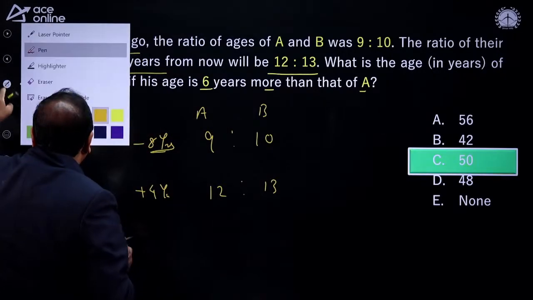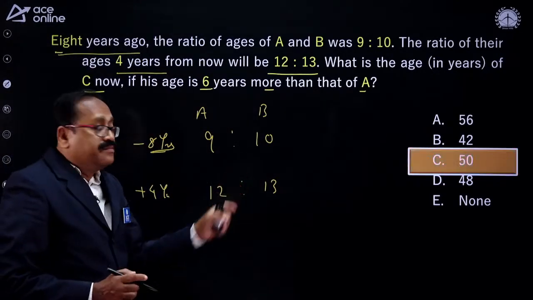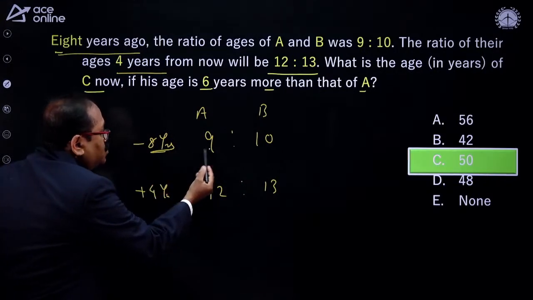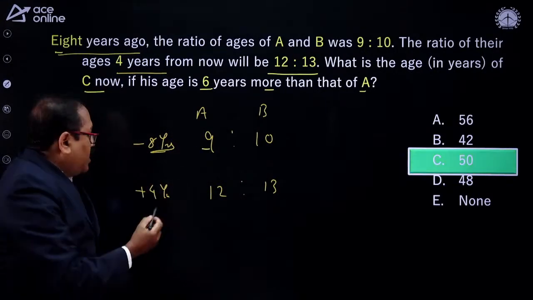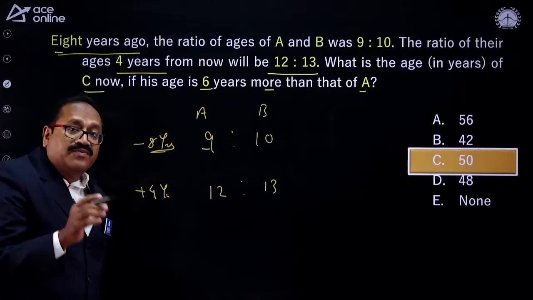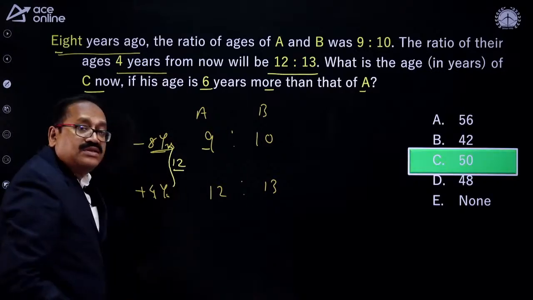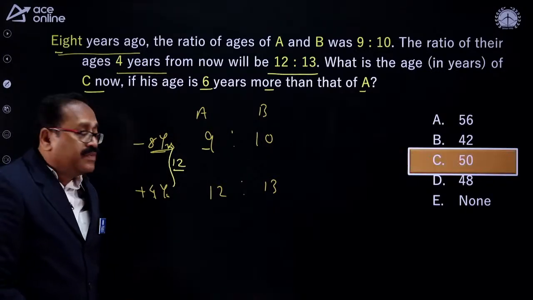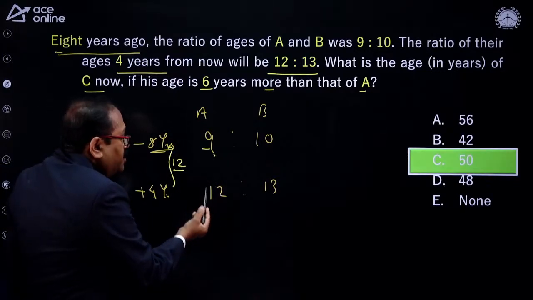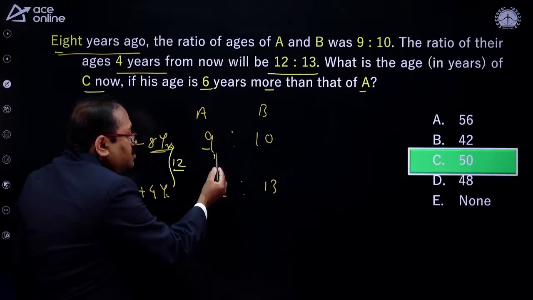Okay, how is it? Look at how we handle this one. What is the time gap? This ratio is 8 years ago, and this ratio is after 4 years. So what is the difference from here to here? 12 years difference is there. And what is the gap from here to here? This is plus 3 and this is also plus 3.